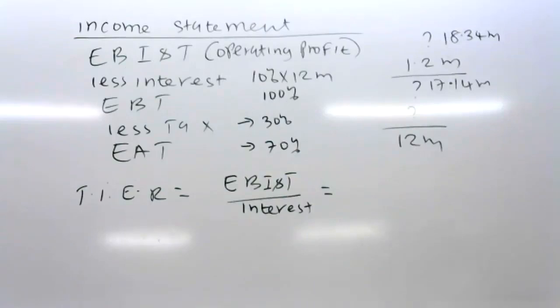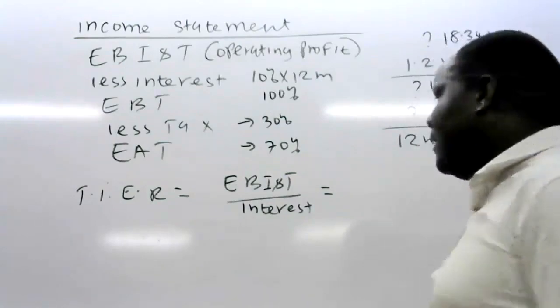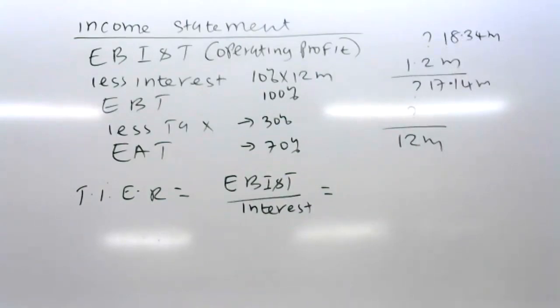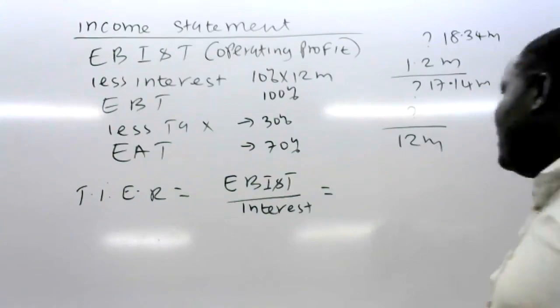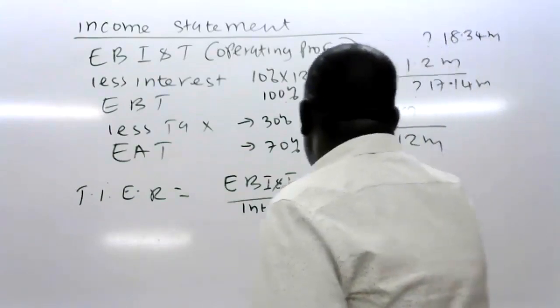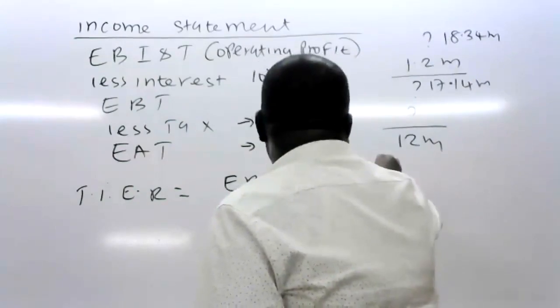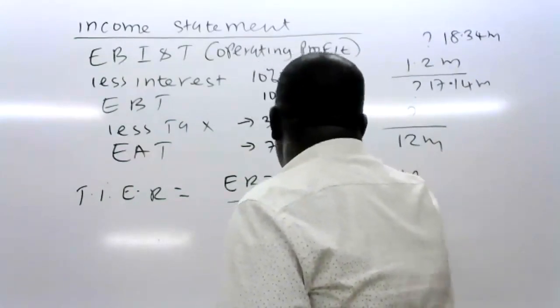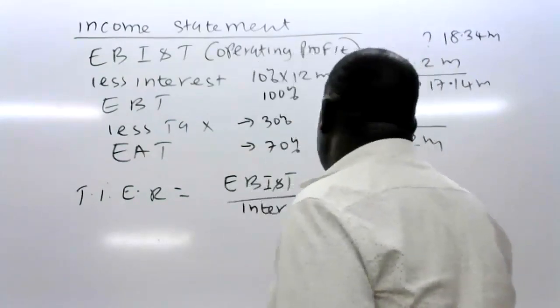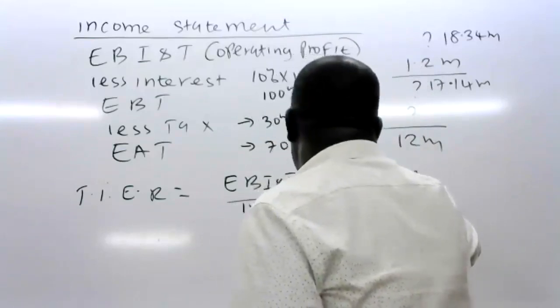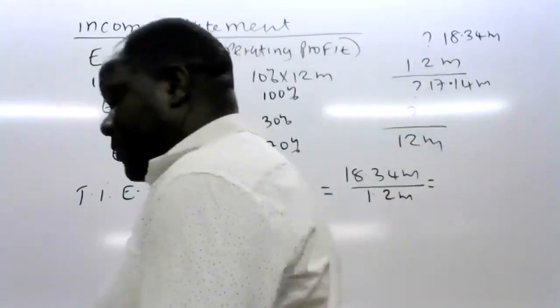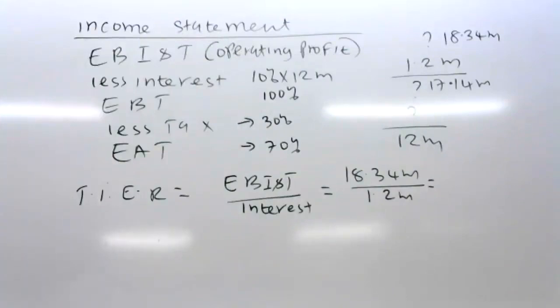So when you want to calculate the times interest earned ratio, you simply get earnings before interest and tax, which is 18.34 million, and divide by the figure of interest, which is 1.2 million.